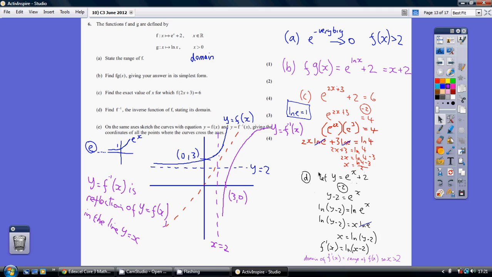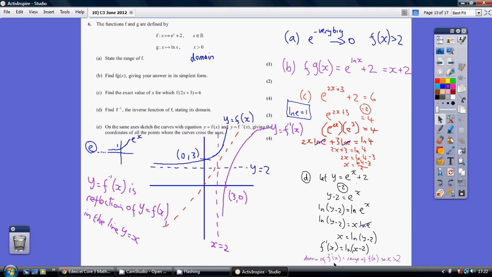Now for part D, we're being asked to find f to the minus 1, so the inverse function of f. So our function f of x is e to the x plus 2. So we really just need to change the subject here and make x the subject. So let's kick off by letting y equal e to the x plus 2. Rearrange to make x the subject. We get x being ln of (y minus 2). So our inverse function of x is ln of (x minus 2).